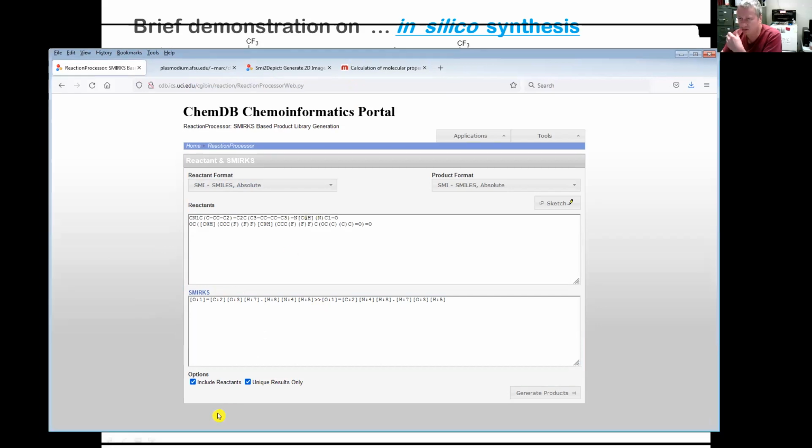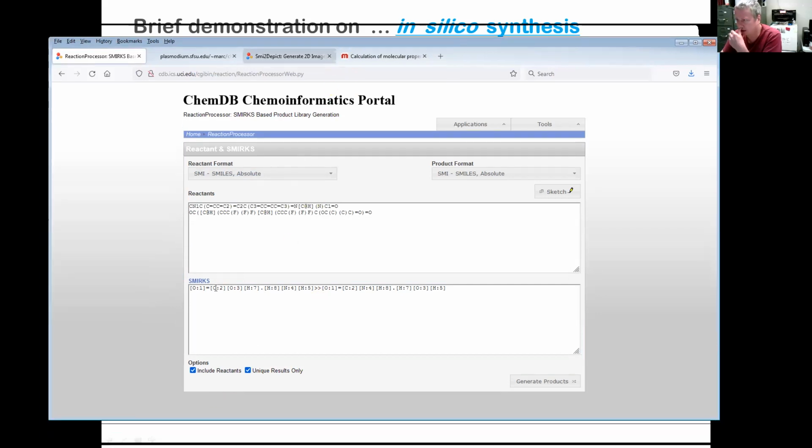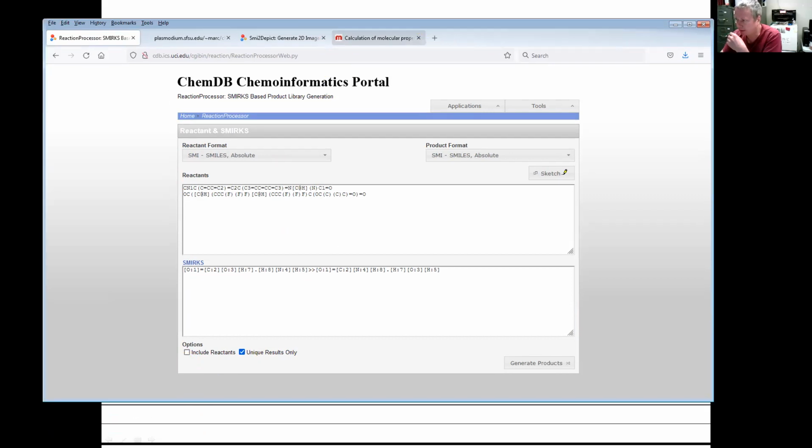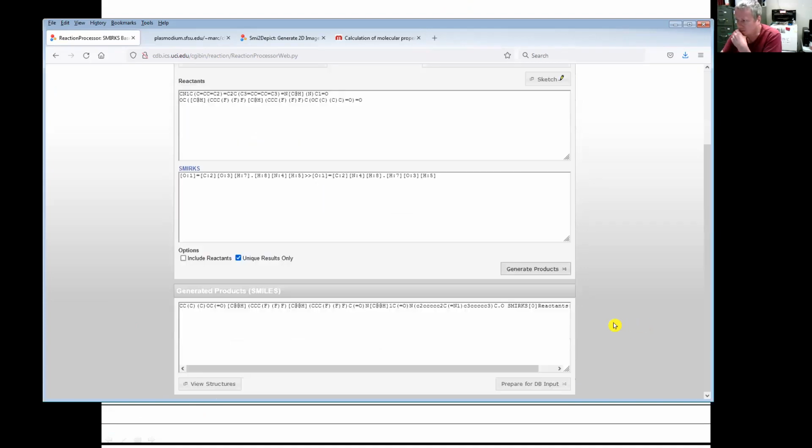And I think what I've figured out is I want to turn off include reactants. Yeah, we do that. And I hit generate products. So this will carry out the chemical reaction. And so it did the reaction, and now it created a SMILES string of the product. So this is the SMILES string.